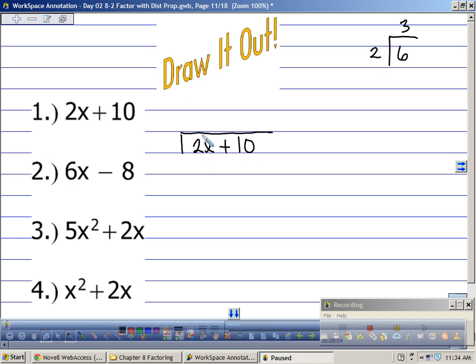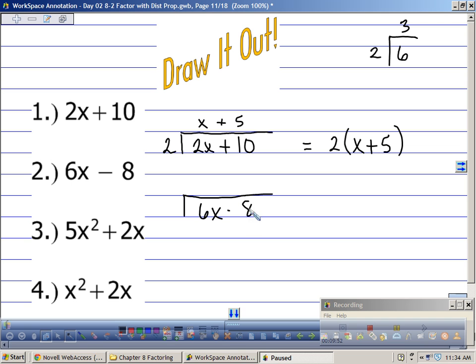So what number can I get out of 2x or 10? What do they have in common? They have a 2. So 2 times what makes 2x? X. And 2 times what makes 10? Positive 5. So the answer to this is 2 times the quantity x plus 5. Make sense? Try the next one.